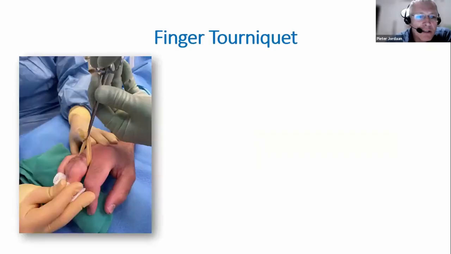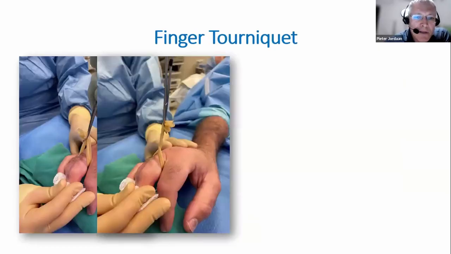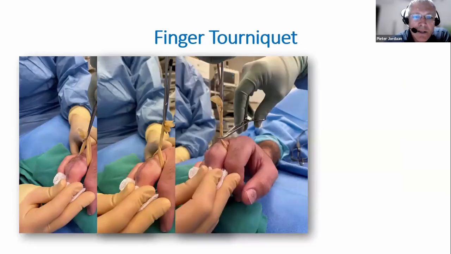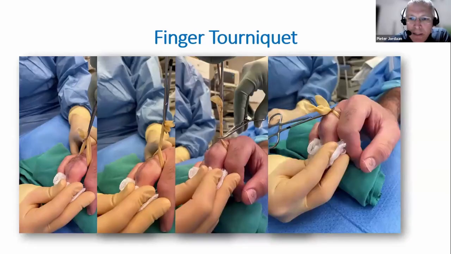Just to show you a finger tourniquet. This is how I often do a finger tourniquet. I cut a finger off a glove. I wrap it around the finger with the artery forceps, and then I start spinning it. Once I've got a lot of tension on it, then I clamp it, and there you can work in a bloodless field.